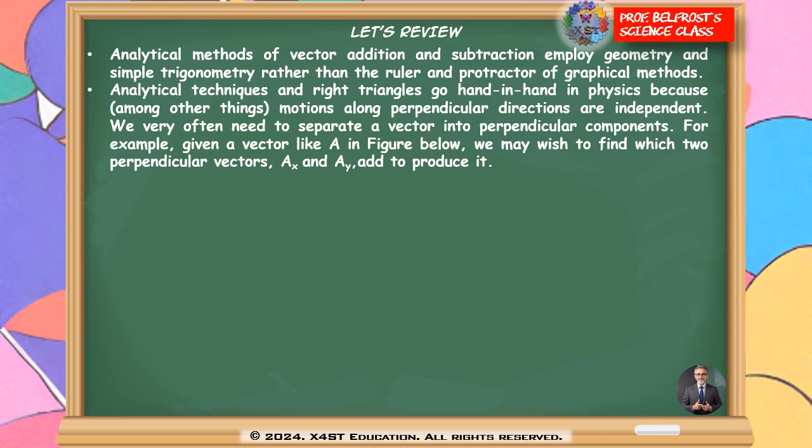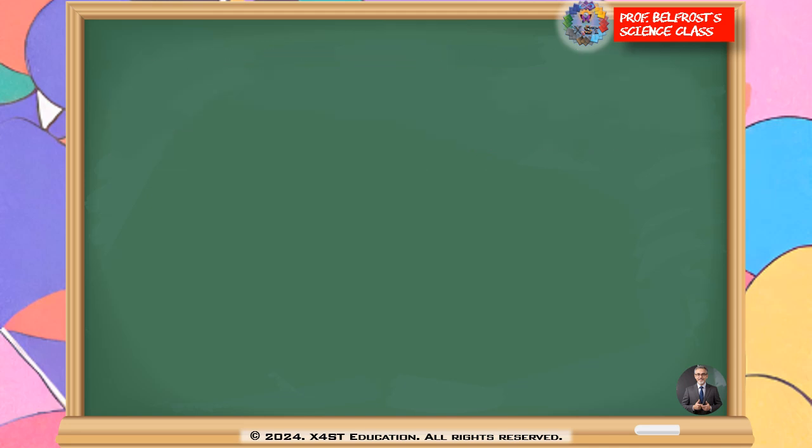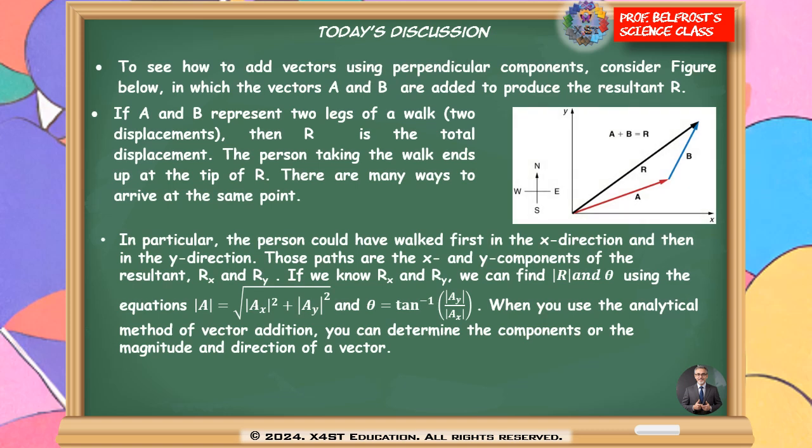For example, given a vector A, we may wish to find which two perpendicular vectors Ax and Ay will add to produce it. So Ax will be A cos theta and Ay will be A sin theta. Okay, so that's the review of our last lesson, and let's continue with today's discussion.